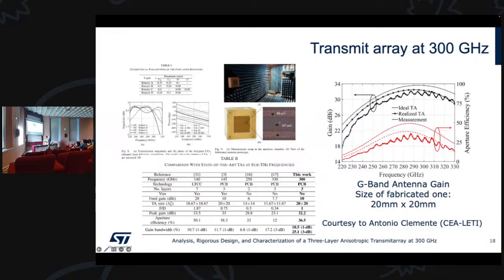With this kind of antenna, they have a peak gain of 32 dB with an aperture efficiency of 36.5%, which is very high. Obviously, you can't use this kind of antenna without beam correction. So you need, in addition, phase shifters or a procedure to modify the orientation of the beam.